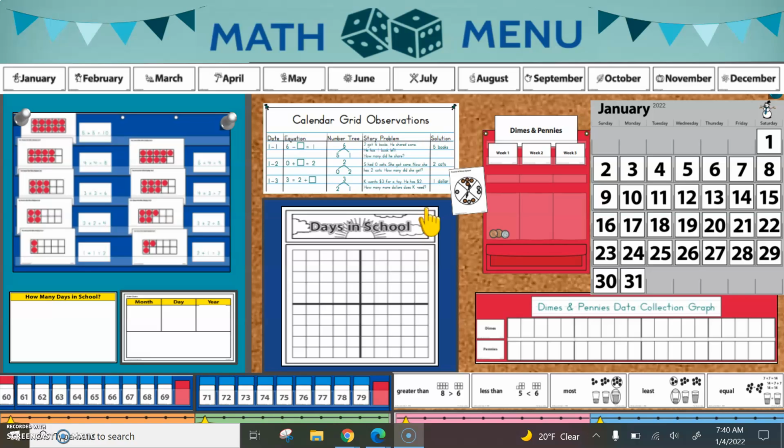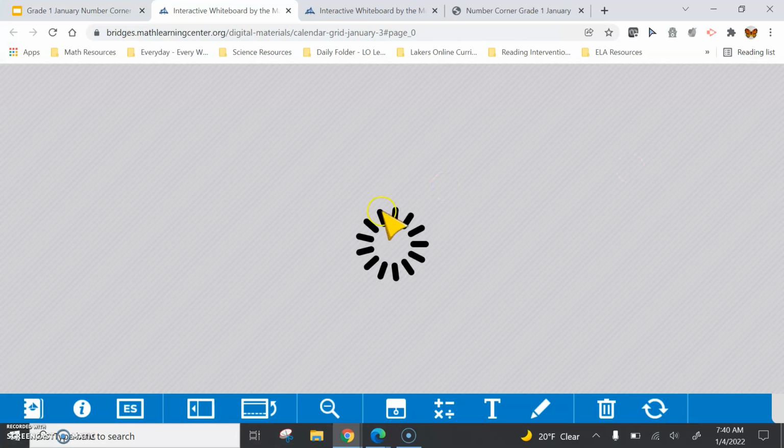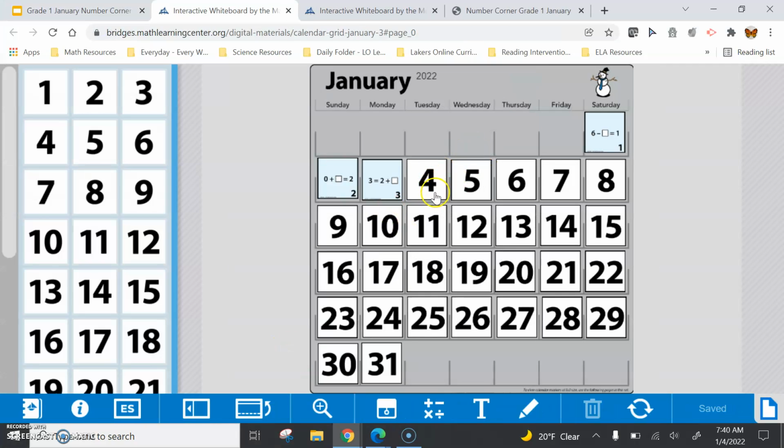Let's find out what is on our calendar for the day. We found out yesterday that our calendar has equations on it with missing numbers, and we have to be detectives to figure out what the missing numbers are. Let's see what's on today's card.